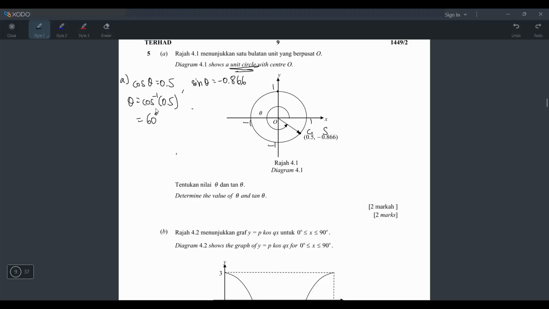But this is not the answer. When you press the calculator, the calculator only gives you the answer in quadrant 1. So you don't go and write theta here. It's wrong. You have to write RA. So who still remembers what RA is? Reference angle. What is reference angle? It means the angle towards X, or you can call it sudut rujukan in Bahasa Melayu.